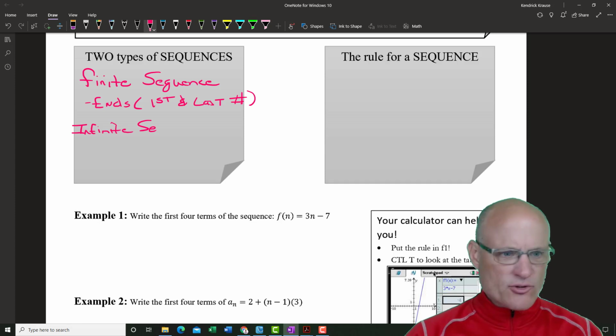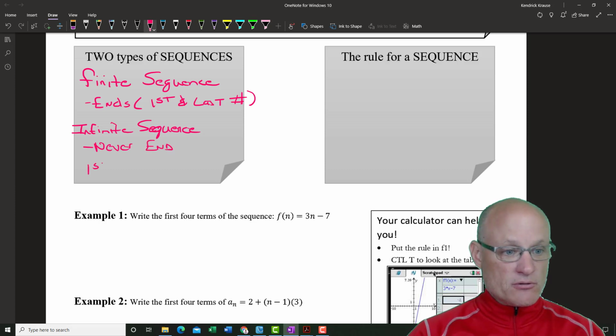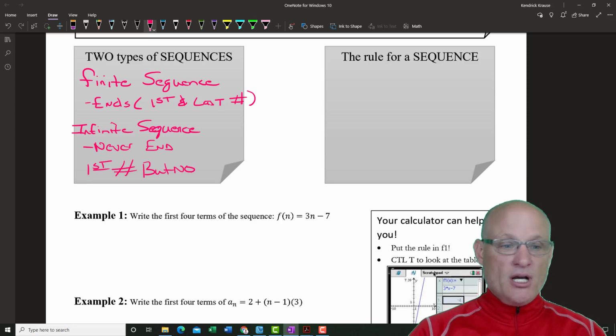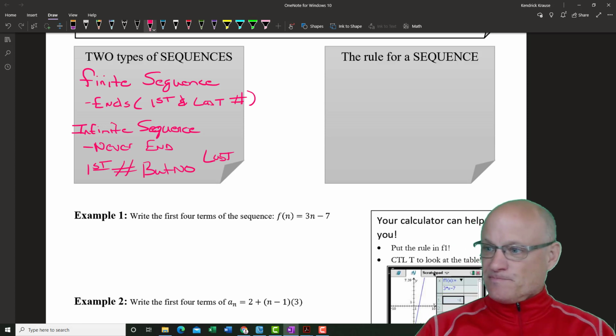I don't know why my handwriting is so bad today. Let me see if I can fix this. Oh, that got much better. Sequence. This does not end. Never ends. It just goes on and on and on and on. And I'll show you what that looks like. It never ends. So it has a first number, but no last. I've just created the word "butno." Sounds like I'm saying something wrong. So it's but no last. That's a new word.